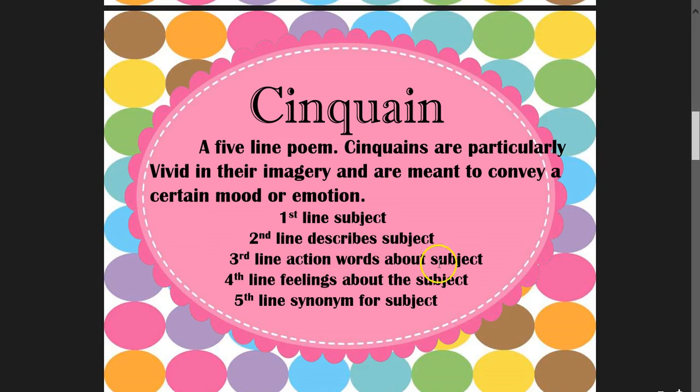Third line are action words about the subject. Running, jumping, barking. Fourth line, feelings about the subject. I love dogs. Fifth line, synonym for the subject. Canines. Canine is another word for dog. So, dogs, playful, funny, running, jumping, barking. I love dogs, canines. That would be an example of a cinquain poem.